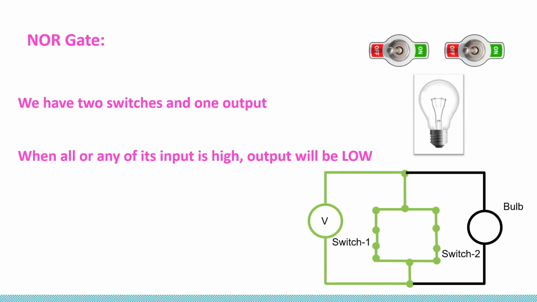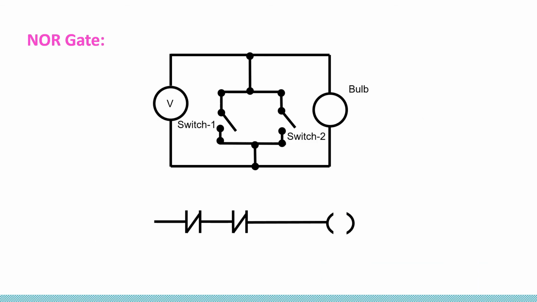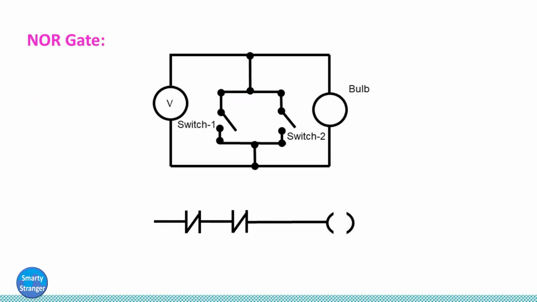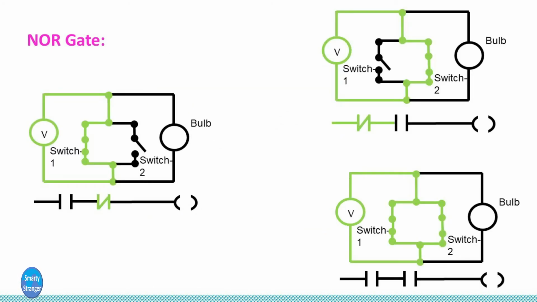We have two switches and one output. When all or any of its inputs is high, output will be low. When all of its inputs are low, output will be high. If we convert it in a PLC program, it would be like this. When all of its inputs are low, output will be high. When all or any of its inputs is high, output will be low.